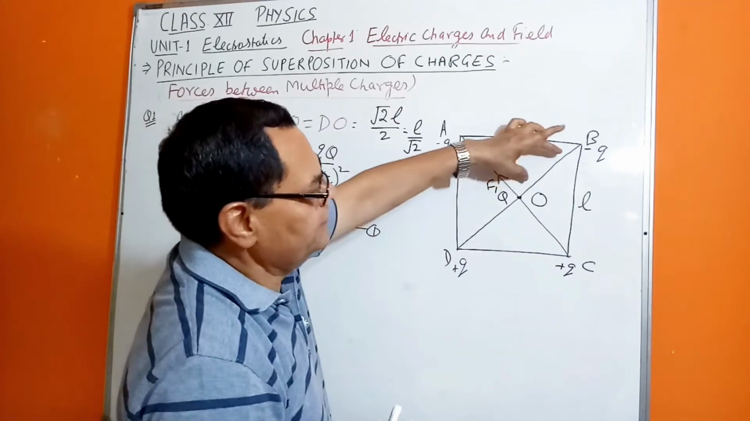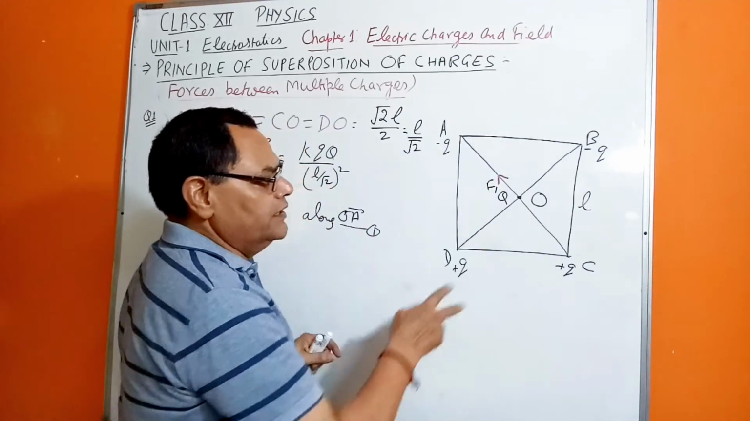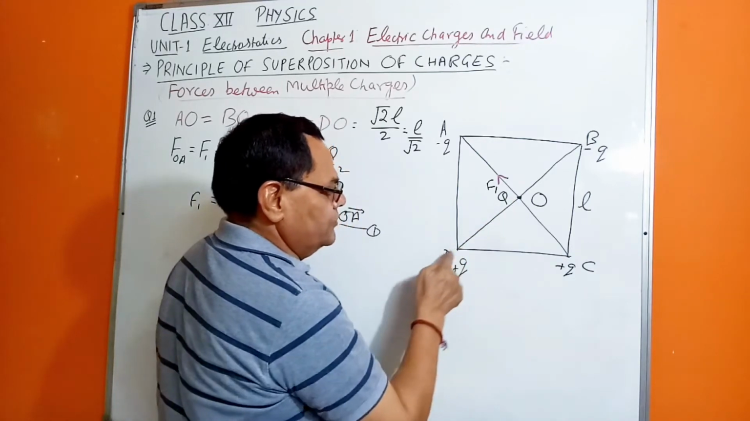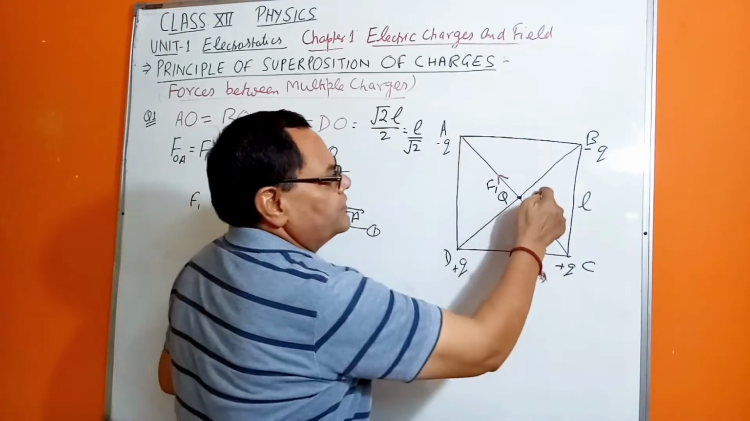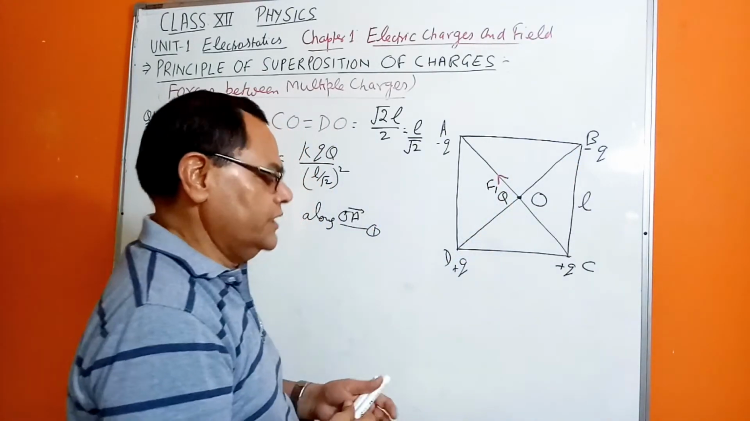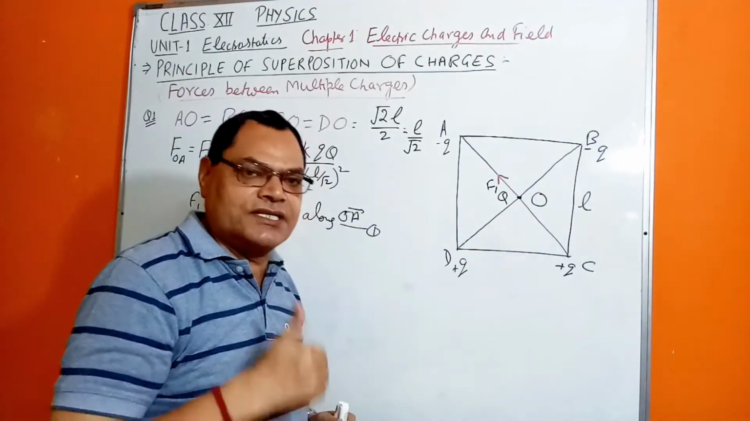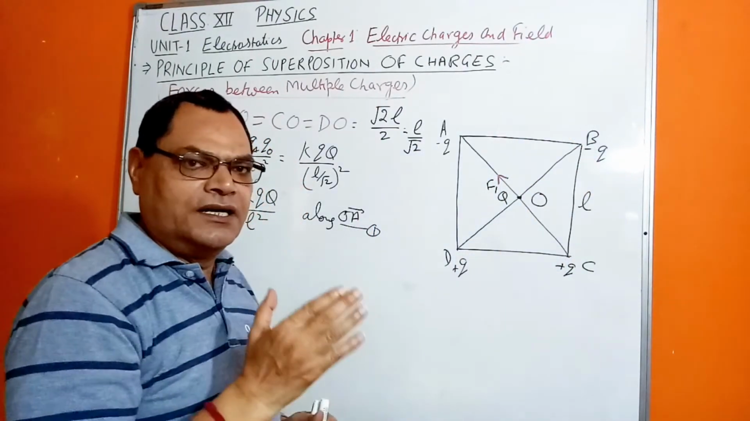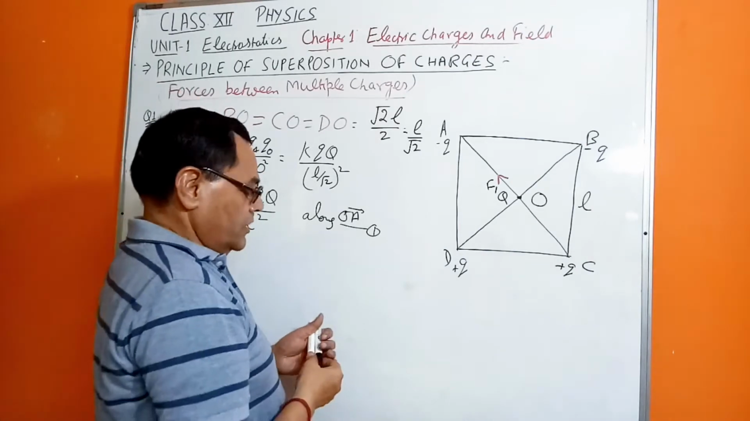The force here, here and here will be equal. Why? Because the magnitude of the charges, capital Q, small q, capital Q, small q, capital Q, small q, capital Q, small q, all are the same. Even the distance is also the same. But the direction is very important. So as far as the magnitude of the four forces is concerned, they are the same.